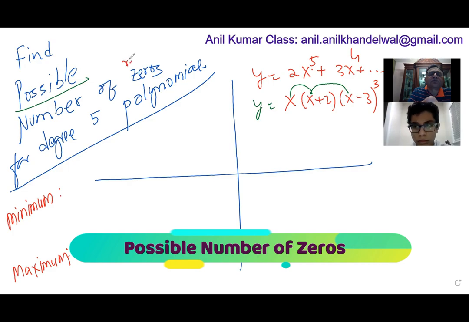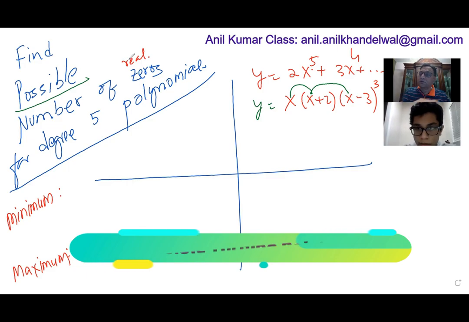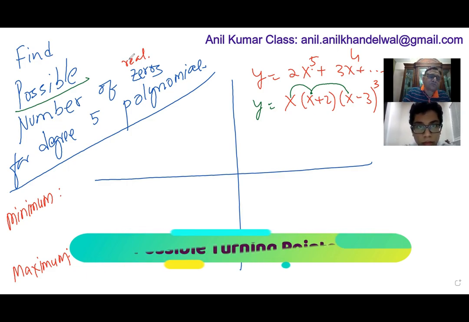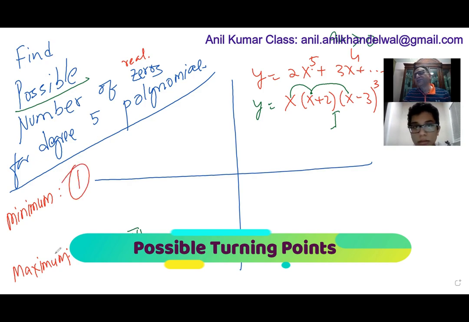Possible number of real zeros means we are talking about x-intercepts. Total number of zeros is always 5. Okay, remember that part. Minimum x-intercepts for degree 5: it is going to cross because the behavior is going from quadrant 3 to quadrant 1. So definitely the minimum is 1, right? And the maximum is 5.